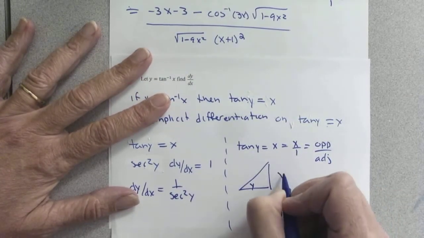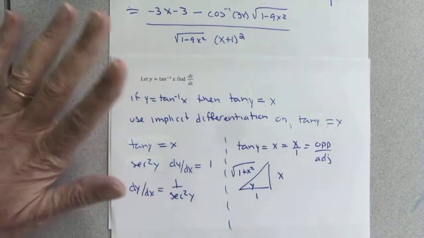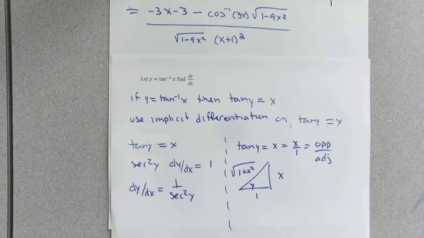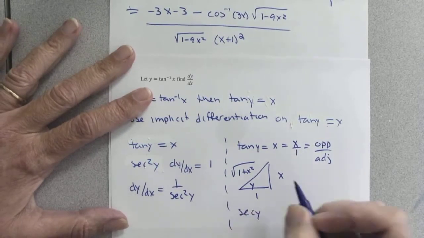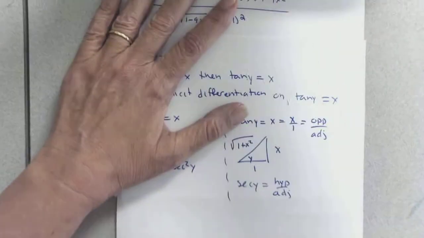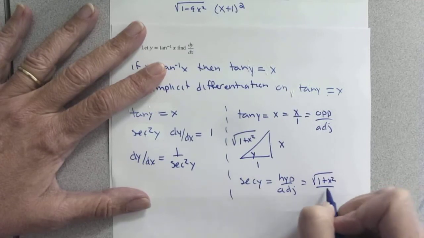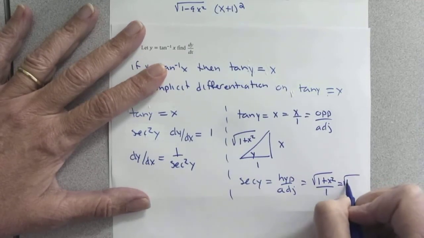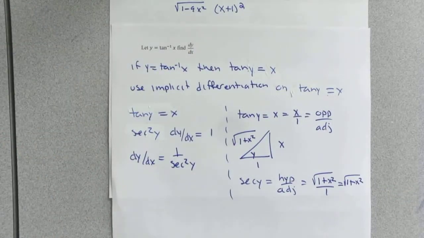There's my angle y. Opposite, adjacent. The Pythagorean theorem would give me the square root of 1 plus x squared. All we did there was the Pythagorean theorem. And so secant y, which is hypotenuse over adjacent, becomes the square root of 1 plus x squared over 1, or just the square root of 1 plus x squared.